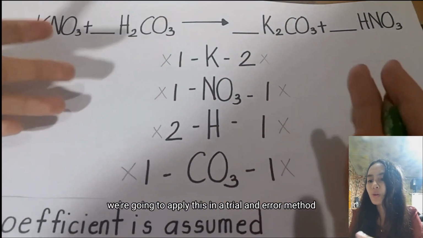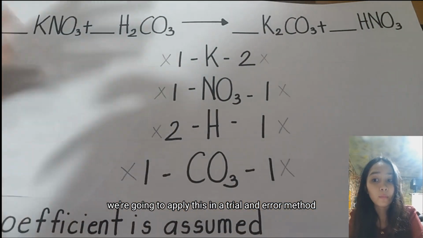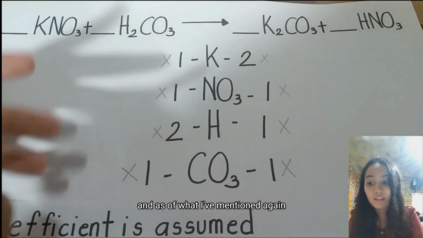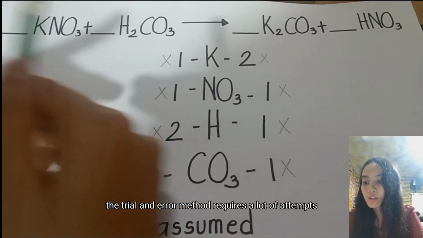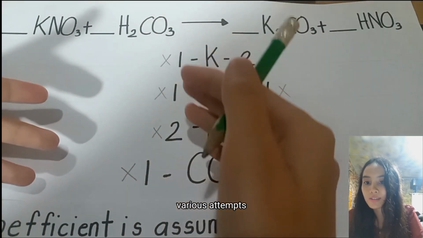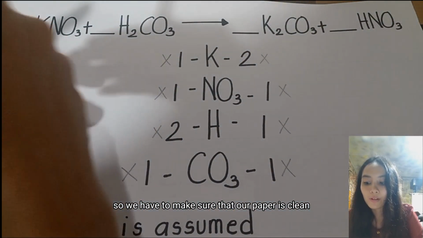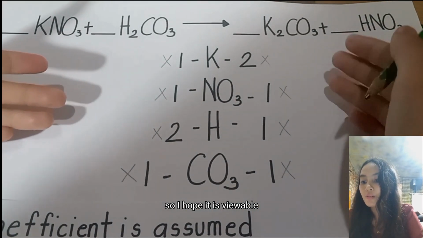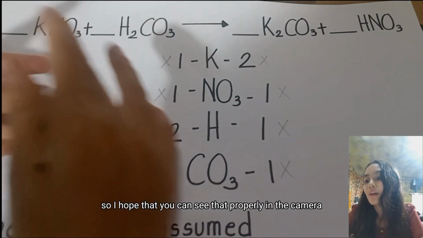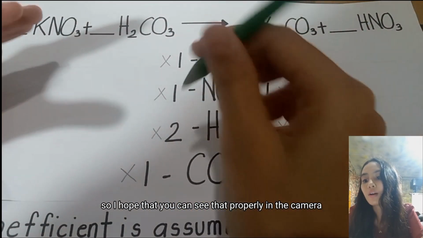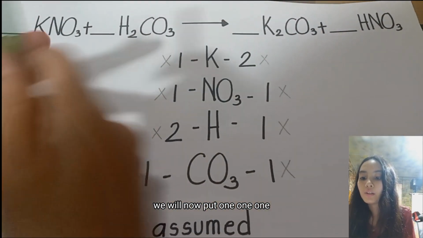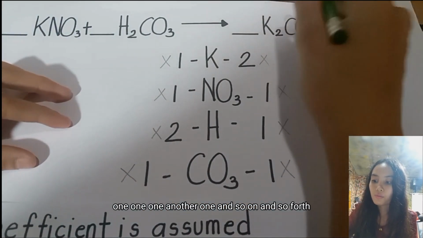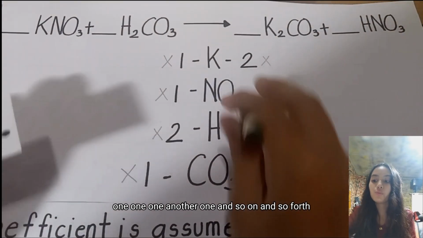You will see later on why I am using a pencil rather than the marker, because, as I said earlier, we're going to apply the trial and error method. As I've mentioned again, the trial and error method requires a lot of various attempts. So we have to make sure that our paper is clean, of course, so we're going to use a pencil for that. I hope that you can see that properly in the camera. We will now put 1, 1, 1, 1, 1, 1, another 1, and so on and so forth.